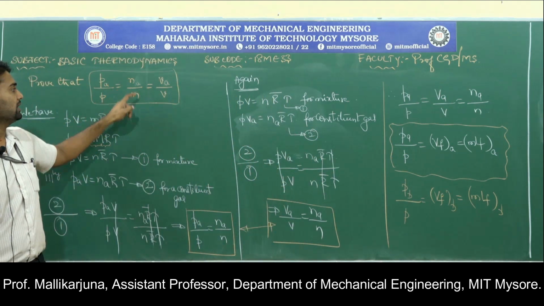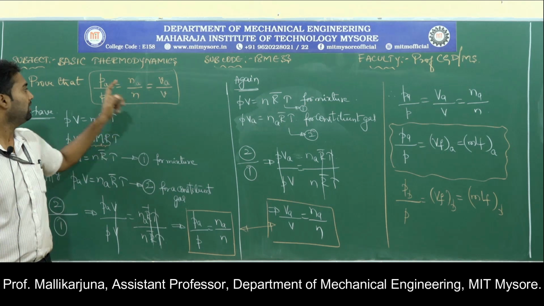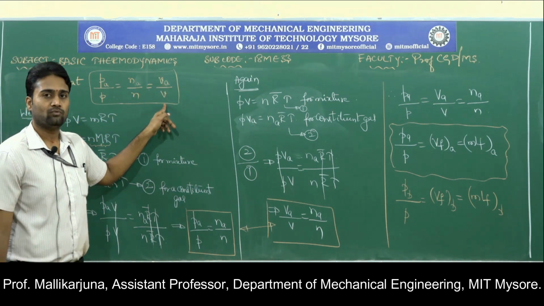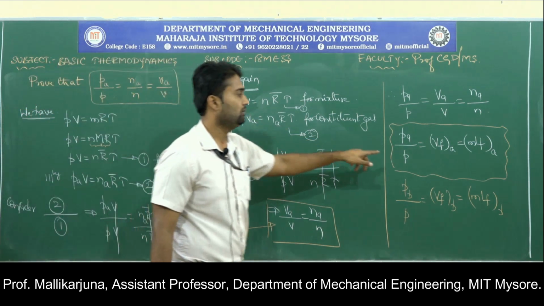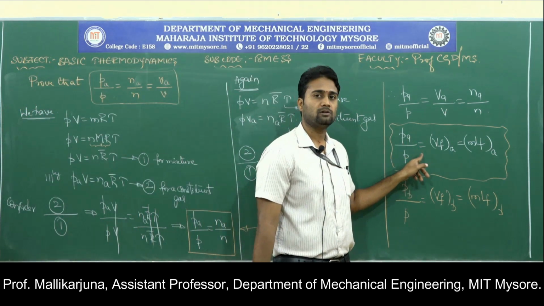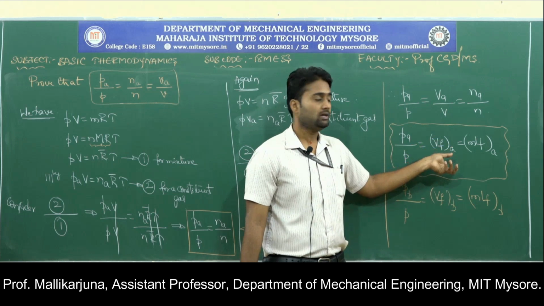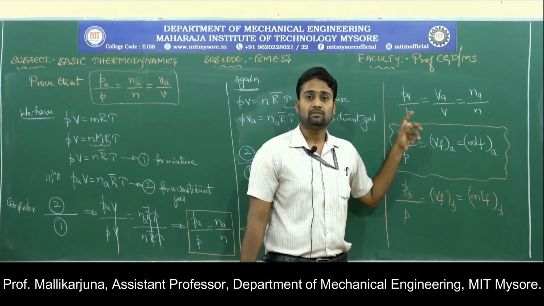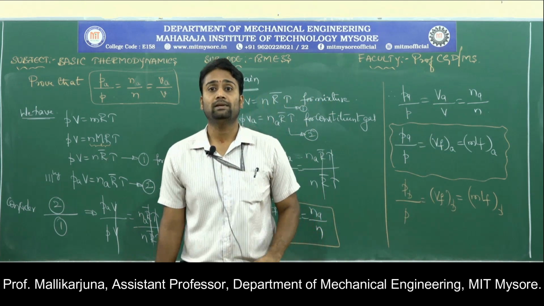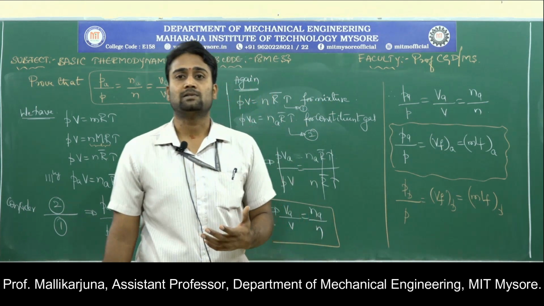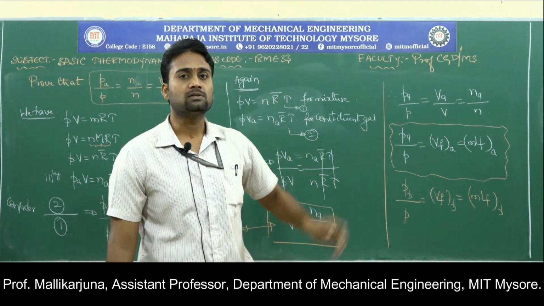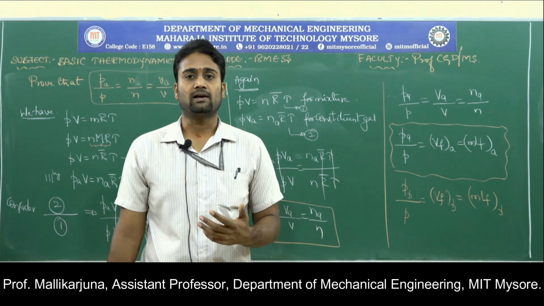PA by P is equal to Na by N, which is equal to VA by V, or PB by P is equal to NB by N, which is equal to VB by V. So at the end you need to be very aware: PA by P can also be written as the volume fraction of A, which is also the mole fraction of A. This equation helps us a lot while calculating the variables while solving problems. So this is the last concept of the theory of mixture of ideal gases.